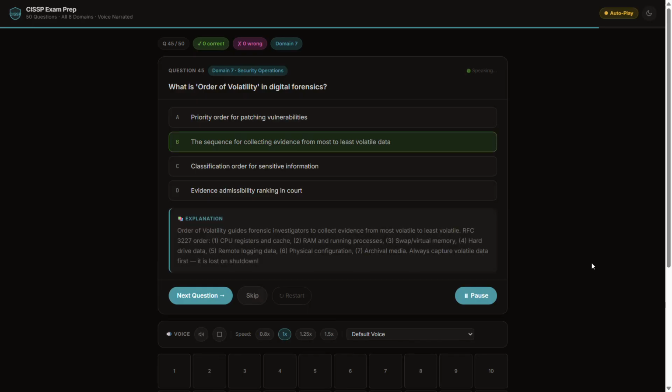Correct answer: B. Order of volatility guides forensic investigators to collect evidence from most volatile to least volatile. RFC 3227 order: 1. CPU registers and cache. 2. RAM and running processes. 3. Swap/virtual memory. 4. Hard drive data. 5. Remote logging data. 6. Physical configuration. 7. Archival media. Always capture volatile data first, it is lost on shutdown.